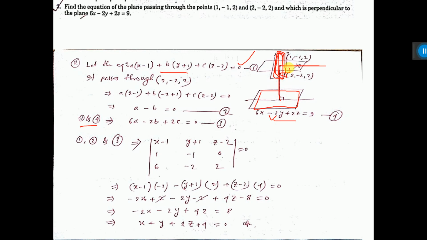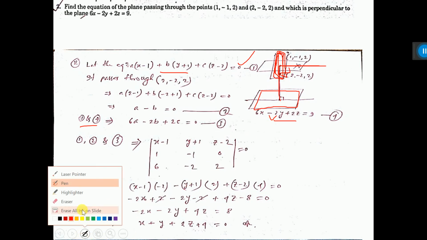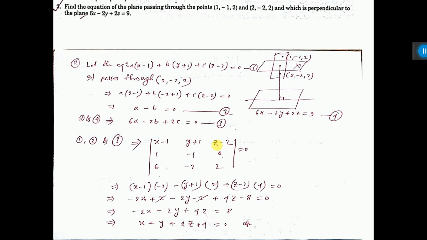That means we can write a1 a2 plus b1 b2 plus c1 c2 equal to 0, where a1 b1 c1 and a2 b2 c2 are the direction ratio of the normal to the plane. So you can write here, direction ratio a into 6, that is 6a, plus b into minus 2, that is minus 2b, plus c into 2, that is 2c, is equal to 0. This formula I have applied. Now we have got 3 equations, 1, 2, 3.